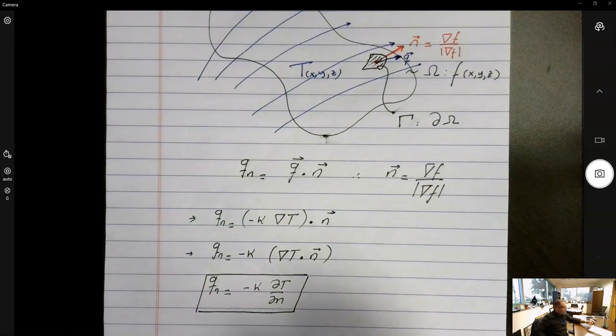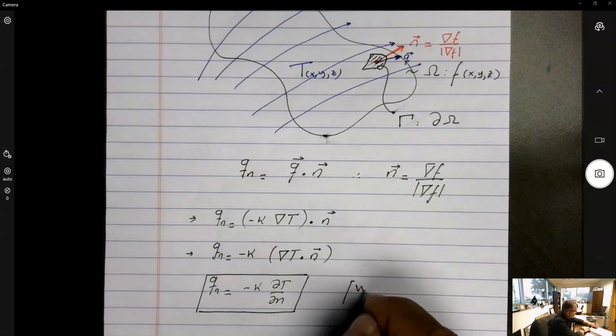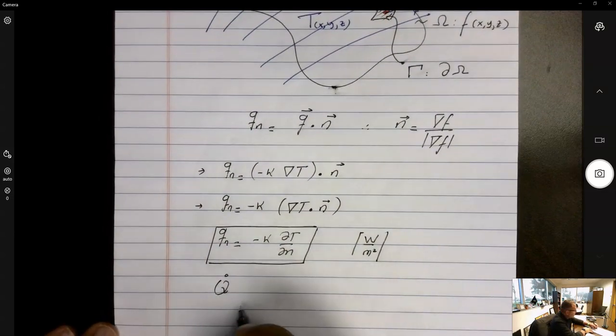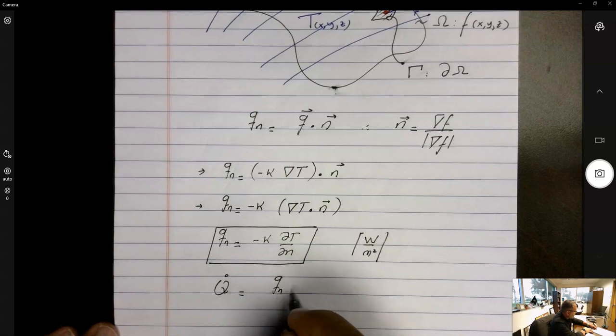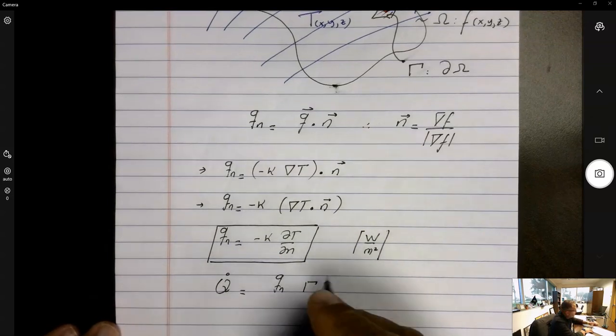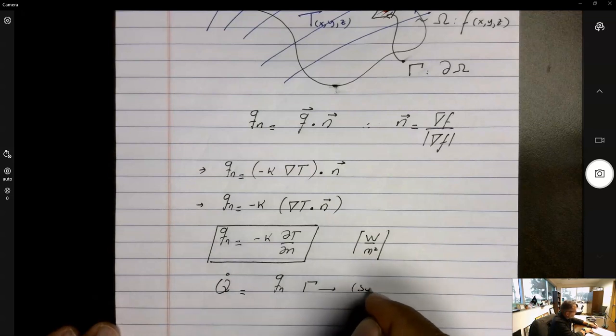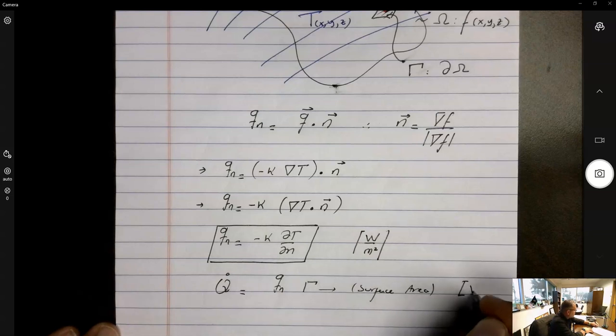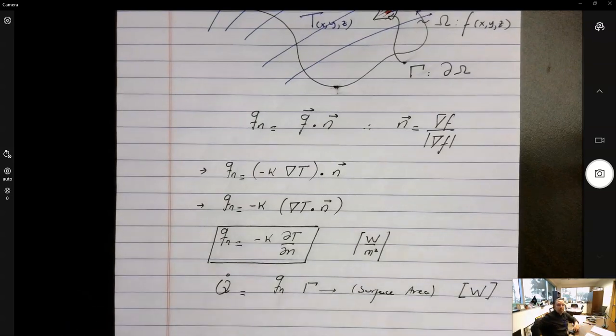The amount of heat flux, and this is still in units of watts per meter square. If we want to calculate the energy rate, Q, then we will have to multiply Qn times whatever surface area. And this will lead to units of watts, energy rate, or power leaving through that surface. The amount of energy leaving through the surface per second. All right.